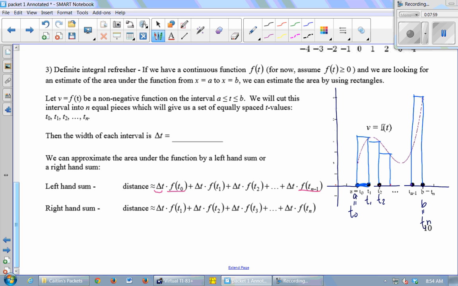And each of these rectangles has width delta t. So that's where all these delta t's come from. And a height that's a function value. And the first rectangle, its height is f of t1. We find the height by the function value at t1. And the last rectangle, its height is found by f of tn. So this one starts at t1 and finishes at tn.